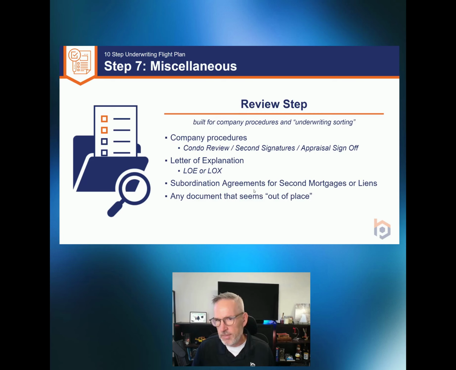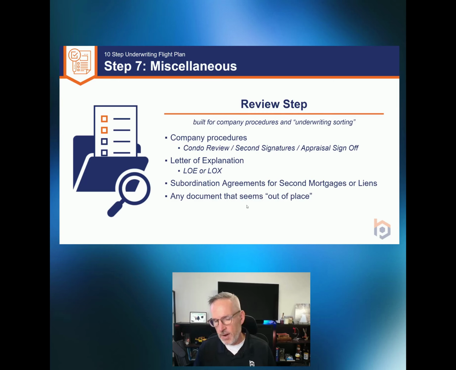So subordination agreements are a good spot here. And maybe you need to order a second mortgage. Maybe the person did an 80-15, right? Where they got an 80% first, a 15% second, and are going to put down 5% cash. And then just any other document that seems out of place.